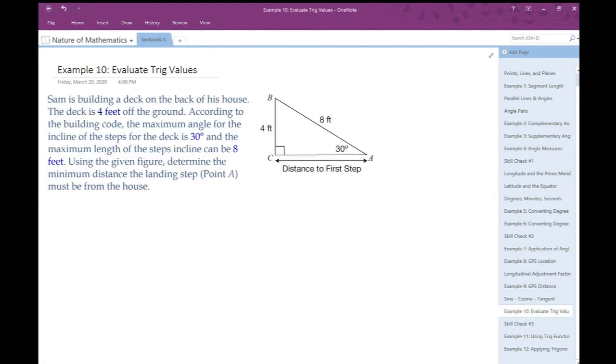Okay, so here's an example using trigonometry to solve a problem. It says Sam is building a deck on the back of his house. The deck is 4 feet off the ground. According to the building code, the maximum angle for the incline of the steps is 30 degrees, and the maximum length of the steps in the incline is 8 feet. So using the given figure, determine the minimum distance the landing step, which is point A, can be from the house.